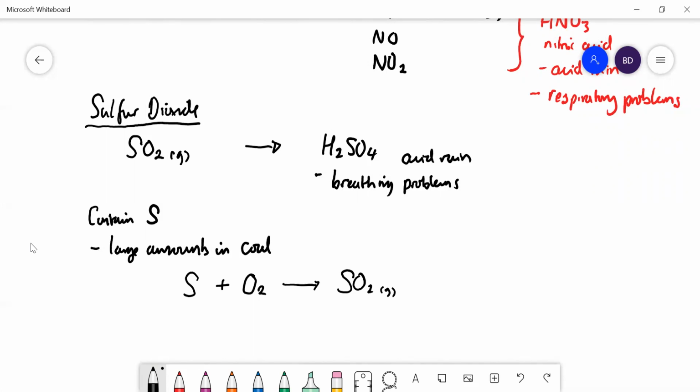So we've looked at the following pollutants, all caused by burning fuels. We've got carbon monoxide, a poisonous gas. Incomplete combustion causes that. We've got carbon particulates, they cause breathing problems. We've got oxides of nitrogen, which cause acid rain and breathing problems. And we've also got sulfur dioxide, that causes acid rain and breathing problems.